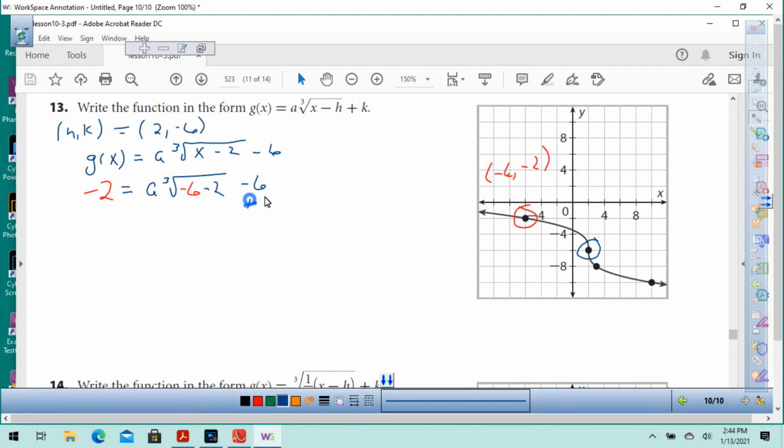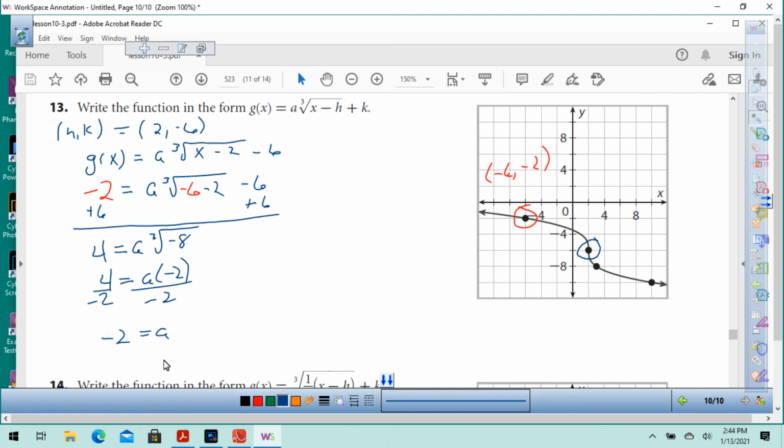So I'm going to add 6 to both sides. I got 4 equals a times the cube root of -8. Well, the cube root of -8 is -2, so 4 equals a times -2. I'm going to divide both sides by -2. I get -2 equals a. So my equation is g of x equals -2 times the cube root of x minus 2, minus 6. We good?